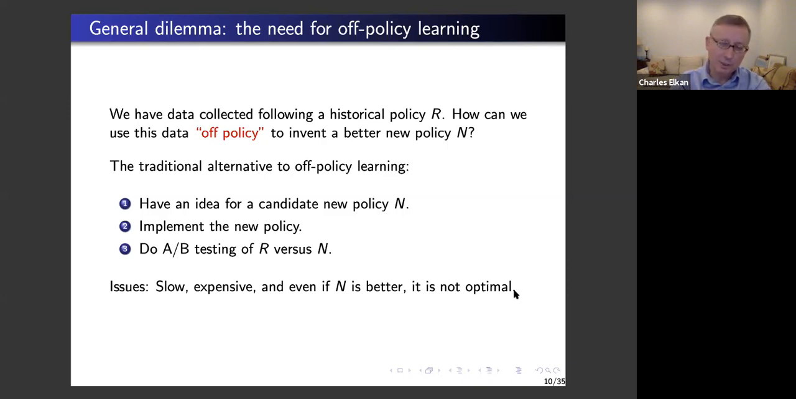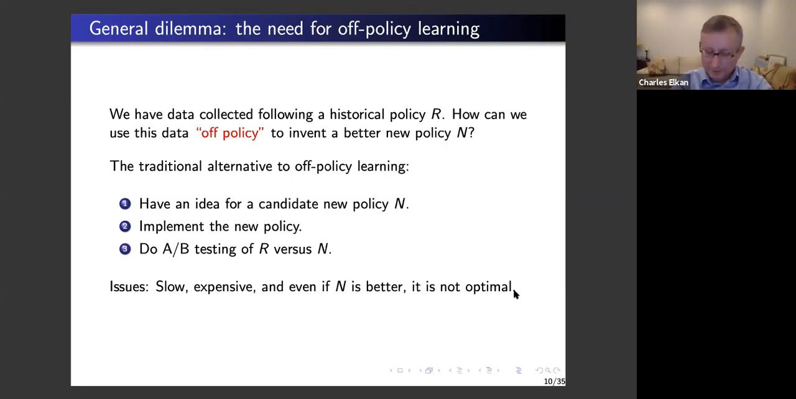No, in practice they don't. What they do is what's called A/B testing, which is the same essential idea as a randomized clinical trial in medicine. So there are 3 steps in A/B testing. First, you have an idea for a new policy N. There's an existing policy R, but somebody has a conjecture that a new policy N might be better than R. Then the next step is to implement the new policy, which is expensive.